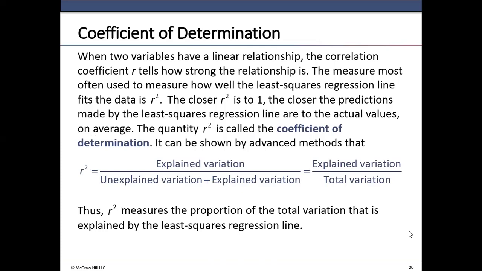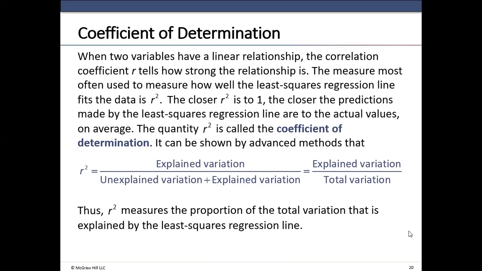Okay, when two variables have a linear relationship, the correlation coefficient tells us how strong the relationship is. The measure most often used to measure how well the least square regression line fits the data is r square. The closer the value of r square is to 1, the closer the predictions made by the least square regression line are to the actual values on average. The quantity r square is called the coefficient of determination.